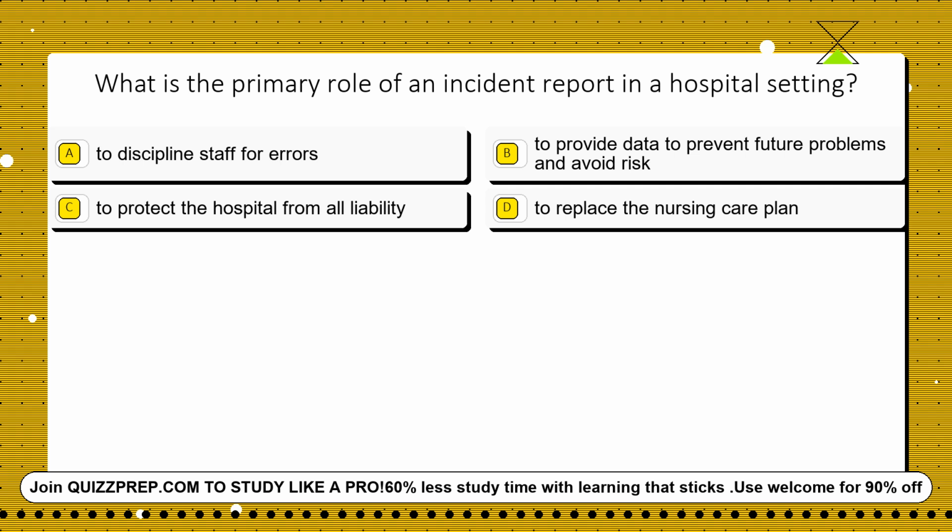Option A. To discipline staff for errors. Option B. To provide data to prevent future problems and avoid risk. Option C. To protect the hospital from all liability. Option D. To replace the nursing care plan.